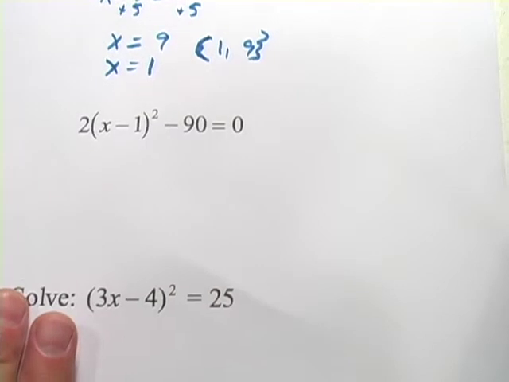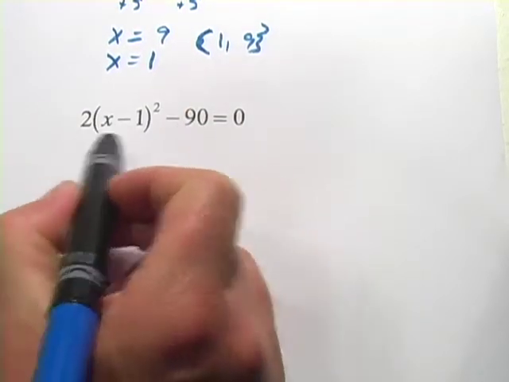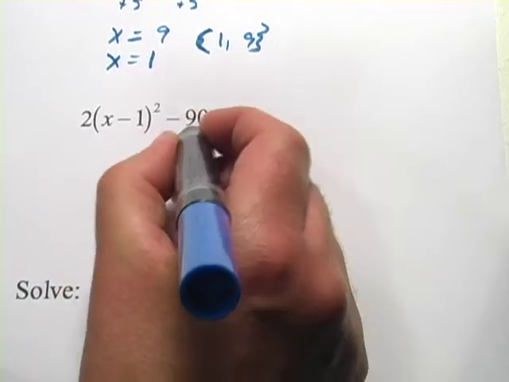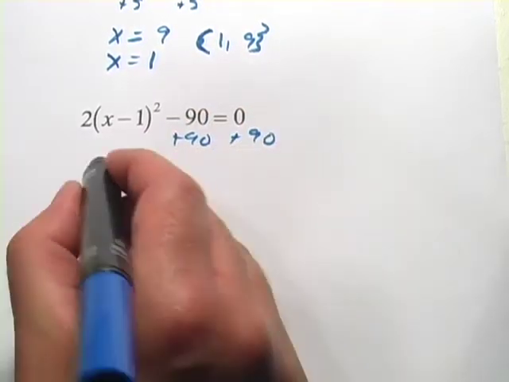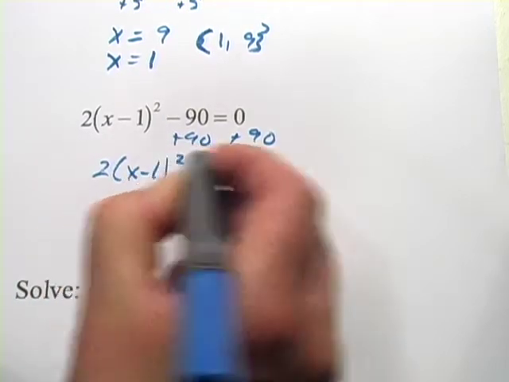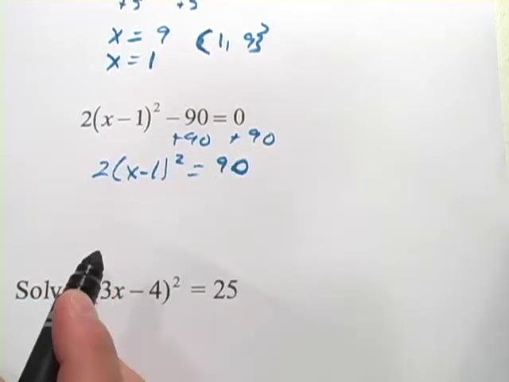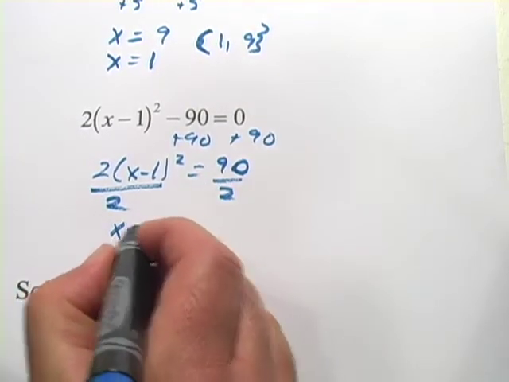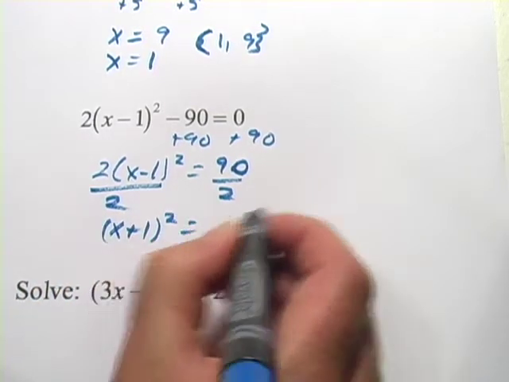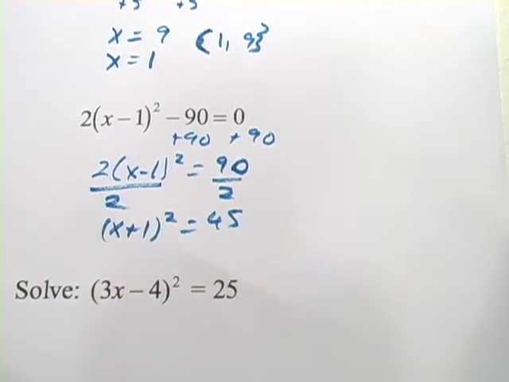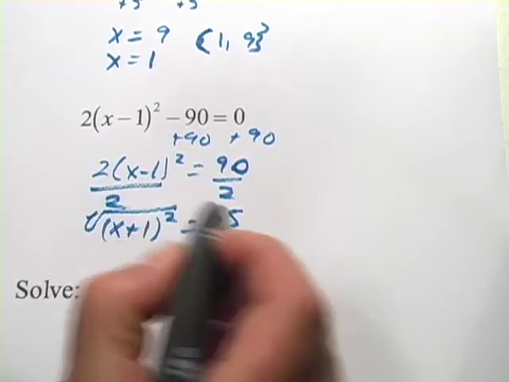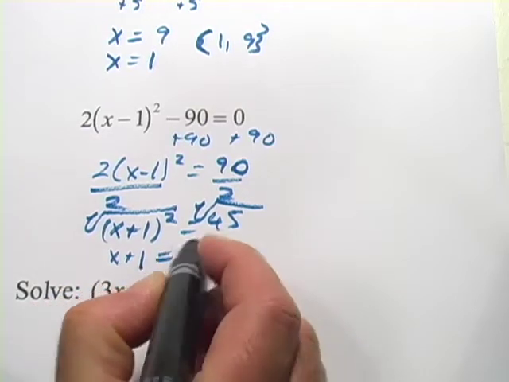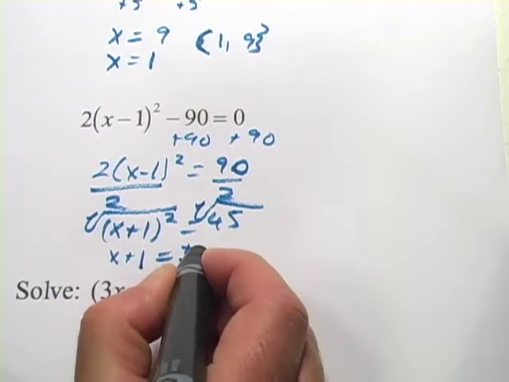Now this one's got an extra step in it, because before we take the square root, we want to isolate this thing in parentheses squared. So I'm going to add 90 to both sides. So that's 2 times x minus 1 squared equals 90. And then I'm going to divide by 2. And that will isolate our squared component here. And 90 divided by 2 is 45. Now I can go ahead and take the square root of both sides. And remember the plus or minus, so x minus 1 equals plus or minus the square root of 45.